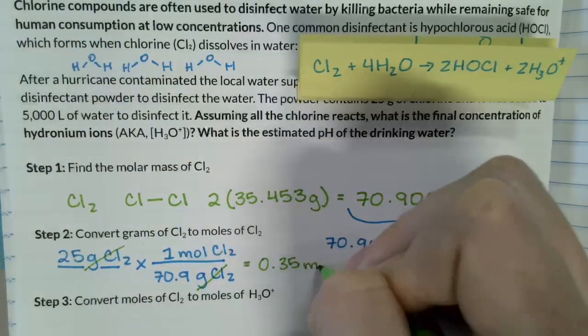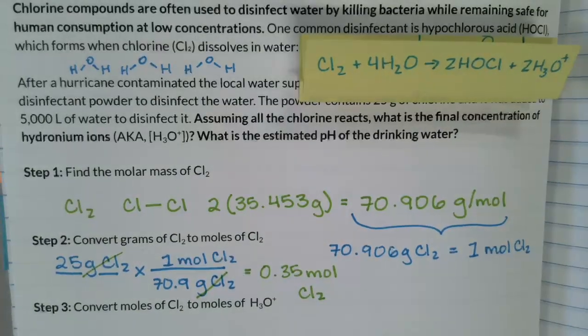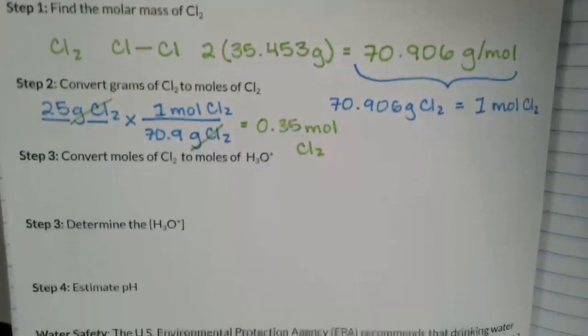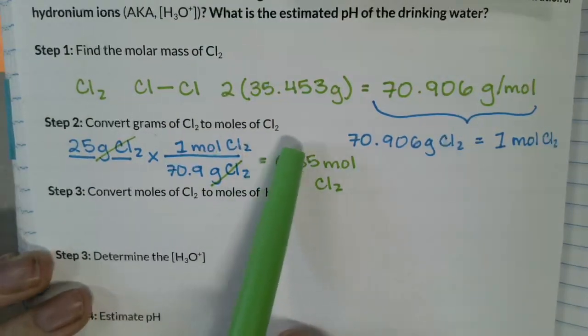0.35 moles of Cl2. Should I be more careful in my rounding? Probably. Do I care right now? No. Right now we're just trying to figure out the concepts. So now we've got moles of Cl2.